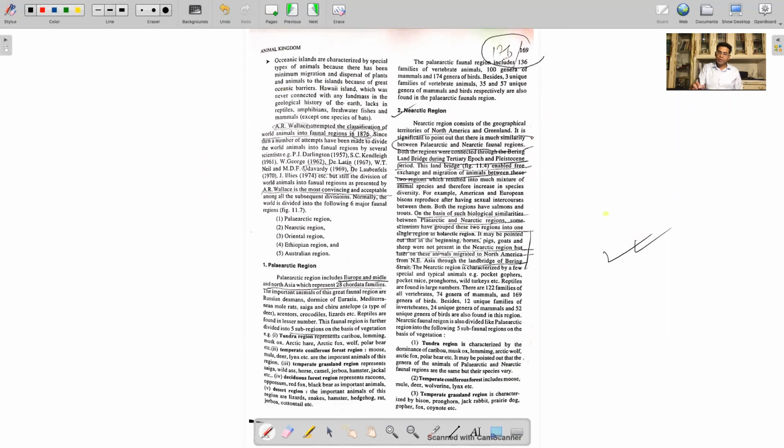This is page 169, the old edition, and 176 in the new edition. So it's the Palearctic region. Palearctic region, if you remember, is essentially Eurasia. It talks about the areas where we have Eurasia, Mediterranean, the rest. There's tundra region, coniferous forests, deciduous forests. Nearctic region, this is North America. And it very clearly says that Nearctic regions consist of geographical territories of North America and Greenland.